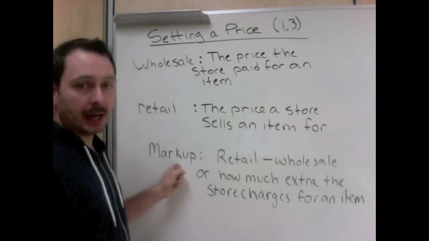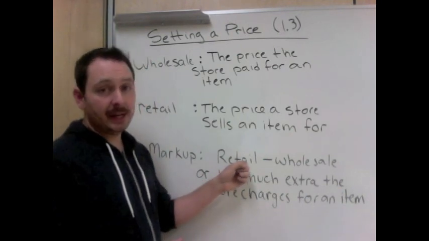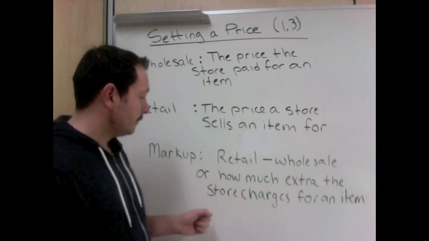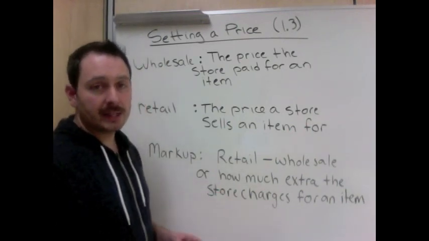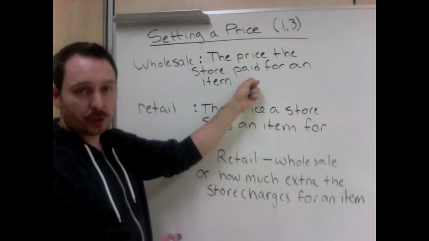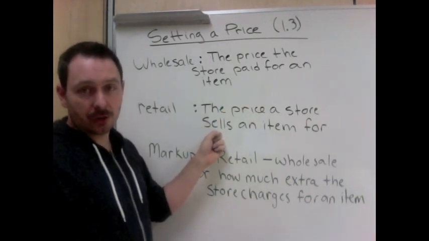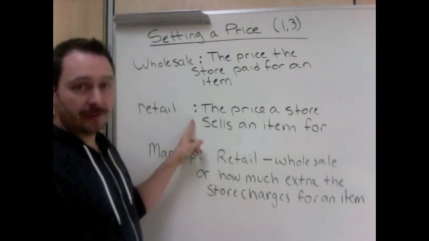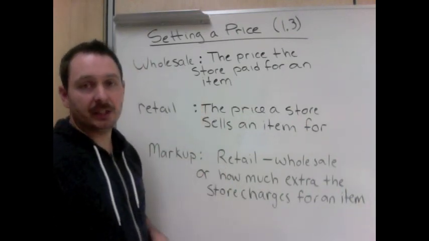And finally, the markup is another definition you need. You'll see this one quite a bit. Markup is the retail price minus the wholesale price. Another way of saying that is it's how much extra the store charges for an item. So let's say you're a store owner, you get a shirt for $10 from the supplier, you paid $10 wholesale. You're going to sell it for $25, so the retail price is $25. So the difference, you're selling it for $25, you bought it for $10, your markup is $15.